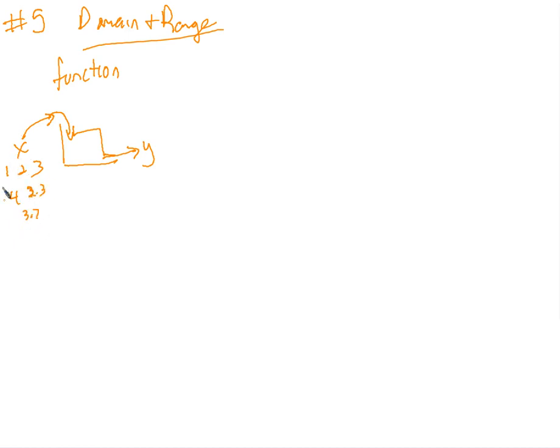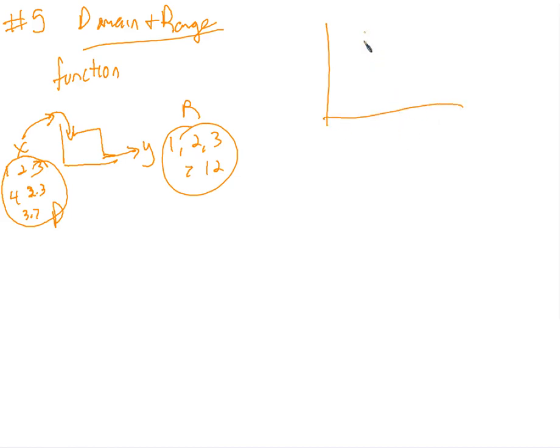There's lots of numbers that we can put in for x, and then there's also a lot of things we can get out as a result of x. Maybe 1, 2, 3, 7, 12, whatever we can get out. There's lots of different things. So this group of things we call the domain. This group of things we call the range. All right. So if I specifically give you a graph of some kind, like this, just all over the place, well, what's the domain and what's the range?